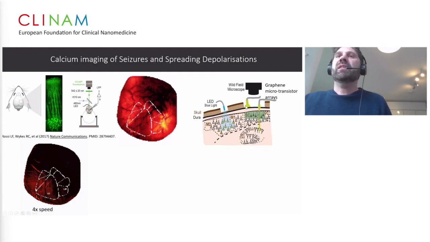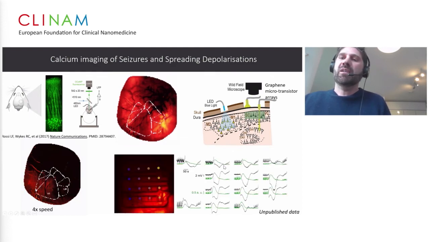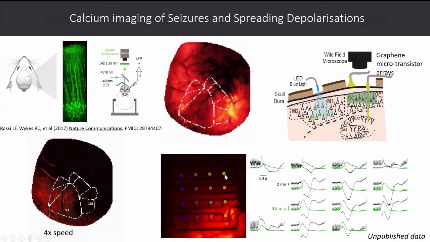Now, we can do this in awake head fixed mice, and we can then put on our graphene transistor arrays. Because the graphene transistor arrays are completely transparent, we can actually look at the calcium signal directly underneath the graphene and therefore correlate the calcium signal with the electrographic signal that we're recording with our graphene transistor arrays. And this is an example. These are the calcium responses directly underneath the electrographic recording of the graphene. And of course, this would not at all be possible with metal-based electrode technology.